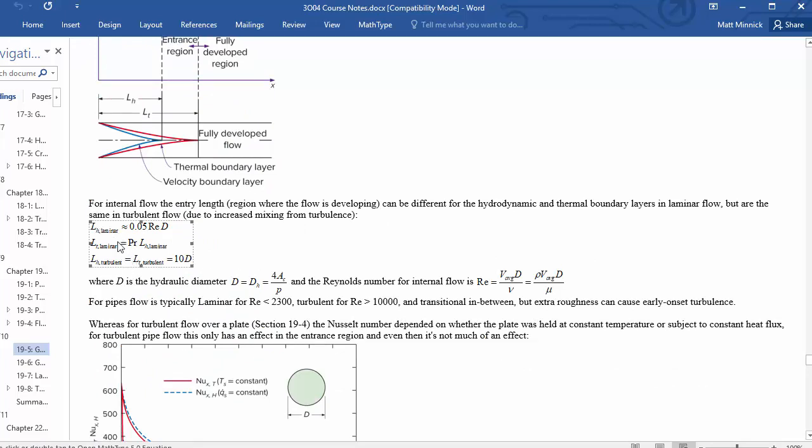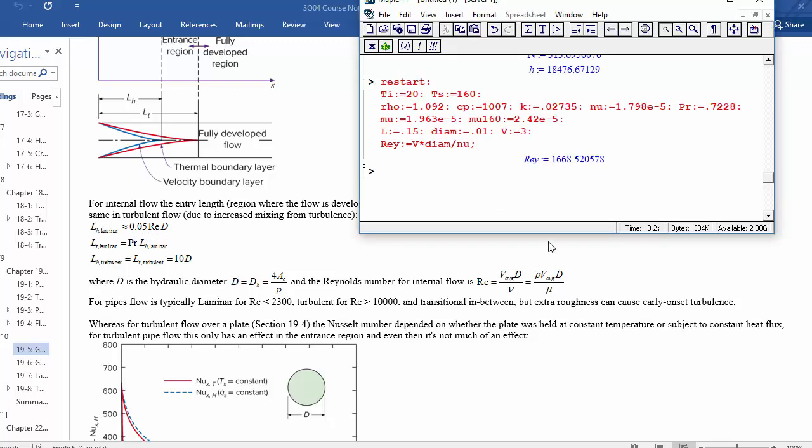Because we're in laminar, then we can say the entrance length for the momentum part is about 0.05 times the Reynolds number times the diameter. So LH is 0.05 times Reynolds number times diameter, and the thermal entrance length, LT, is LH times the Prandtl number. So in turbulence, these things coincide, but in laminar flow, they can be different.